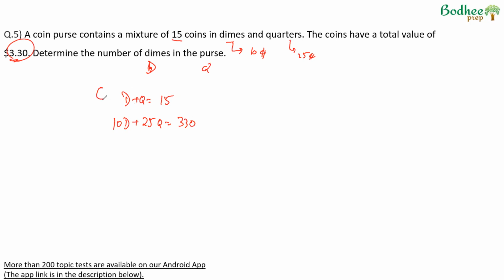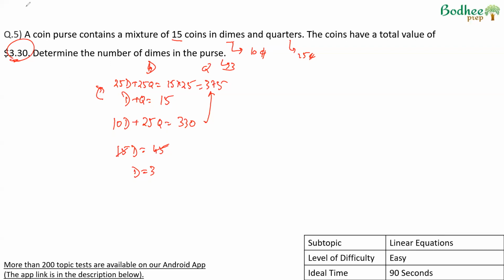So what we do is we multiply this by 25. 25D plus 25Q is equal to 15 into 25. 15 into 25 will be 250 plus 125, add 375. Now subtract this equation from this one. 25D minus 10D is 15D. Q and Q cancel. 375 minus 330 is 45. And therefore D is equal to 3. So the number of dimes in the purse is 3.